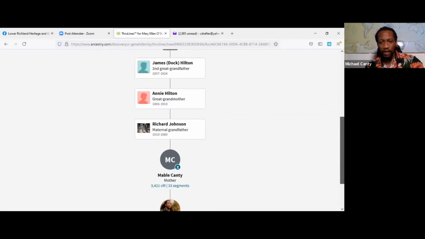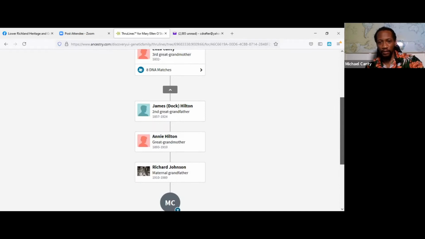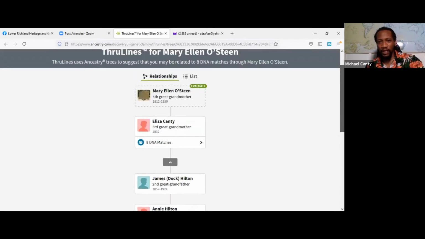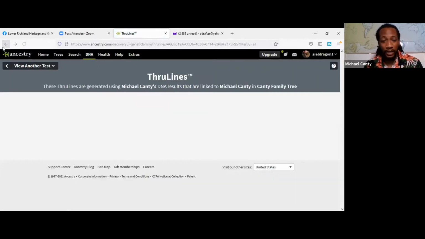So I can look at my mom, look at me, and go back up to Mary Ellen Osteen based on the genetics. Now, I have some hesitation about that because I'm not sure that Eliza Canty, who was a slave, came from Mary Ellen Osteen, who was European and married to a slave owner. That's a little tricky on that one, but it's possible.